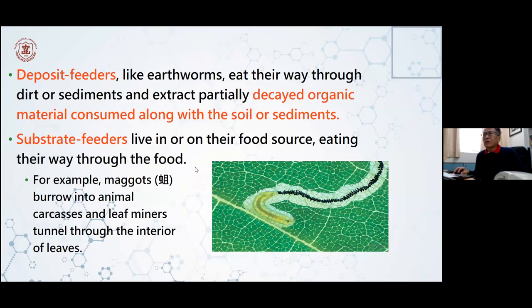And some animals live on the food, like the worm or maggots, living on the food.